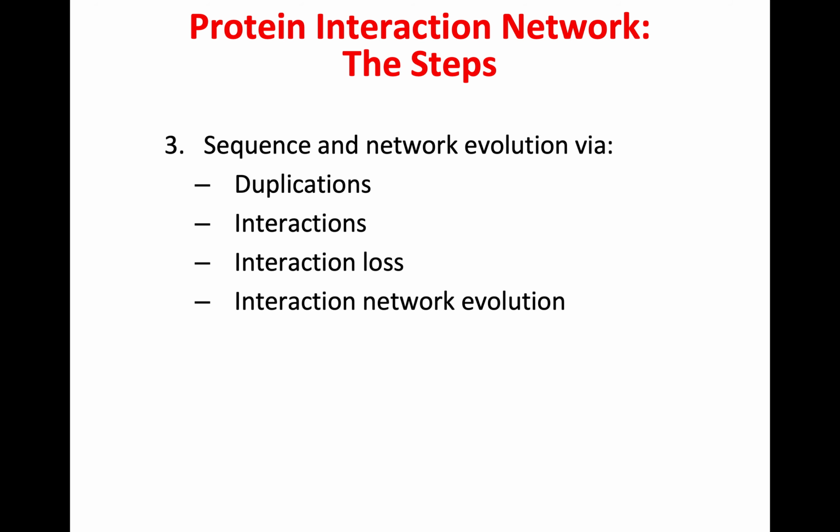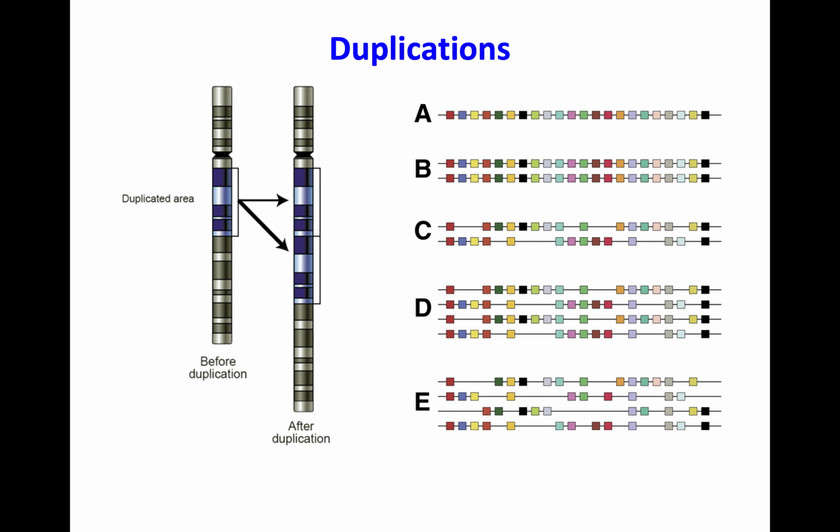So the third step is the sequence and network evolution, and this is done via either duplications, interaction loss, or interaction network evolution. What do I mean by that? For example, duplications. As the name says, I'm sure everyone understands what duplication means, which means that you duplicate something from the original. But what happens is that after duplication, let's have a look at, for example, the chromosome here.